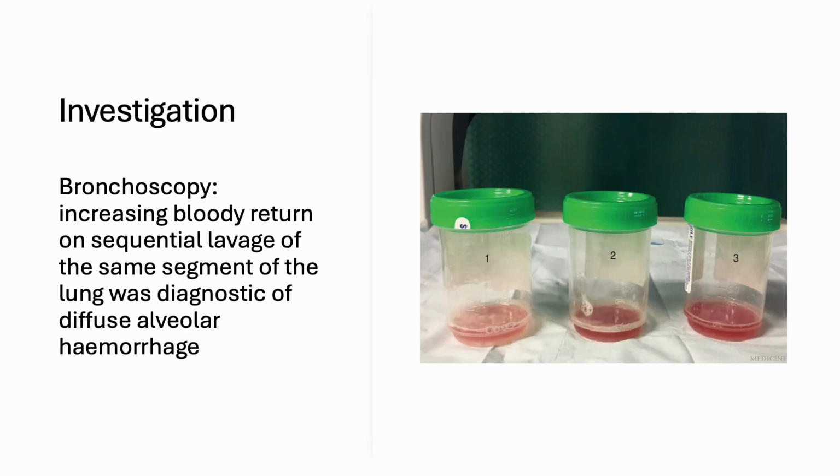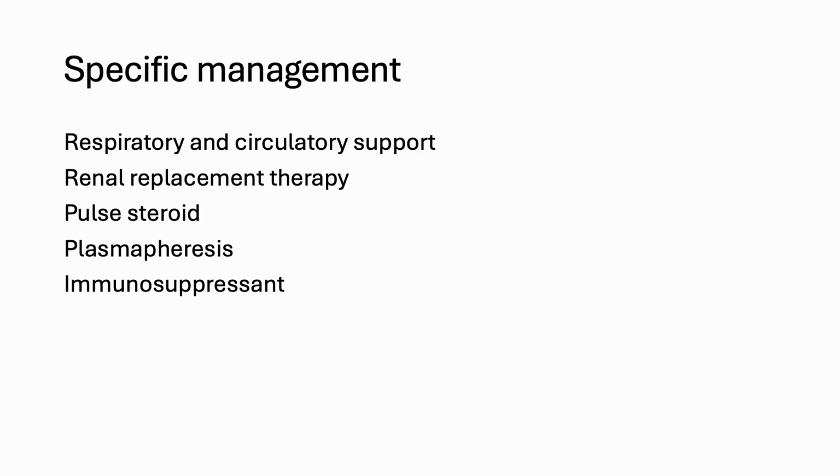A bronchoscopy was performed on this patient and there's increasing bloody return on sequential lavage from the same segment of the lung, which was diagnostic of diffuse alveolar hemorrhage. On the right-hand side of this slide, you can see 3 bottles of bloody lavage sample. From left to right, there's increased bloodiness on the sequential wash, which is diagnostic of diffuse alveolar hemorrhage. So this is a case of renal pulmonary syndrome.